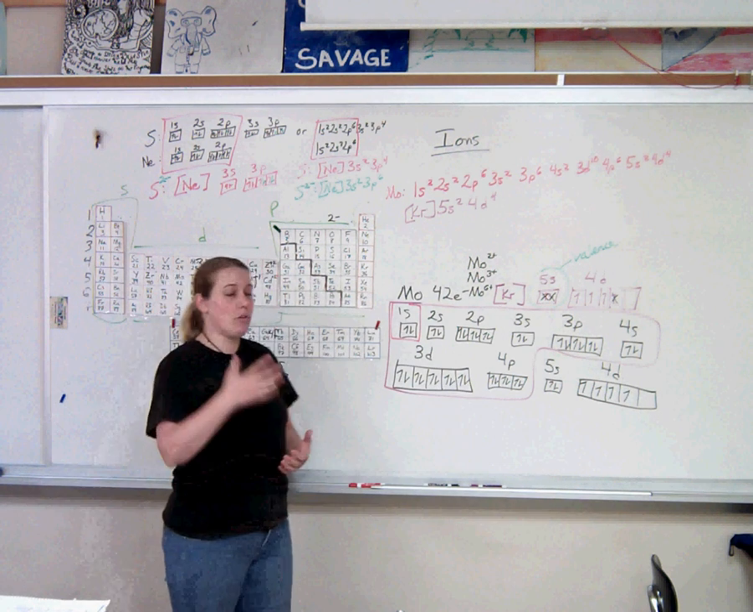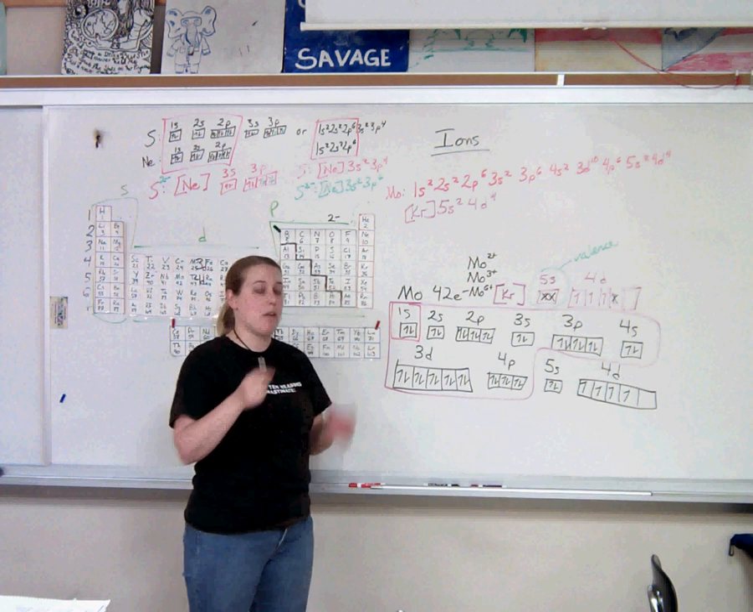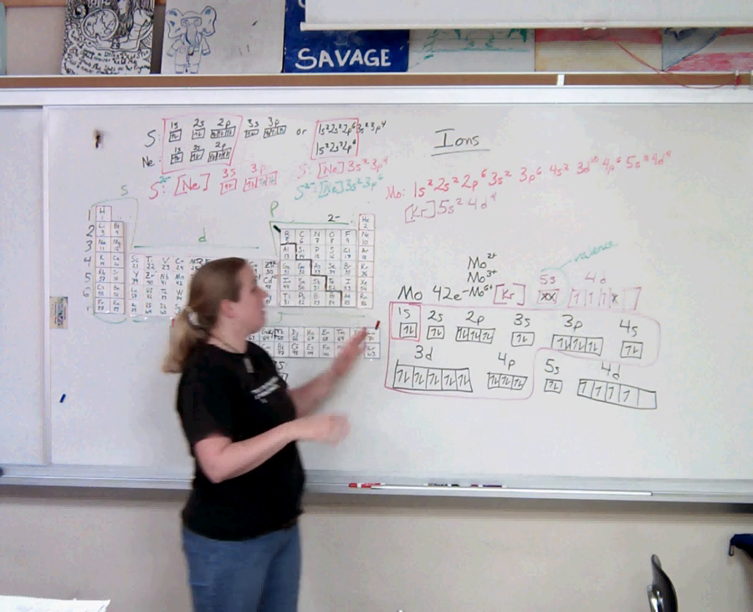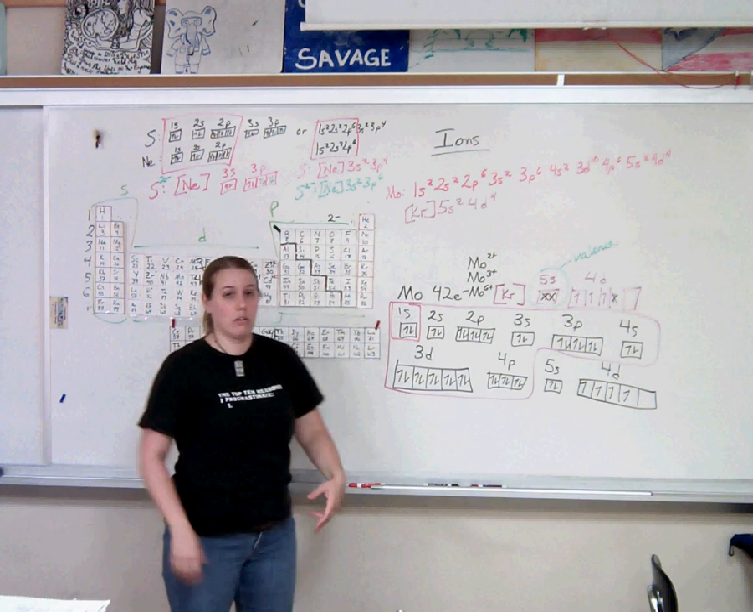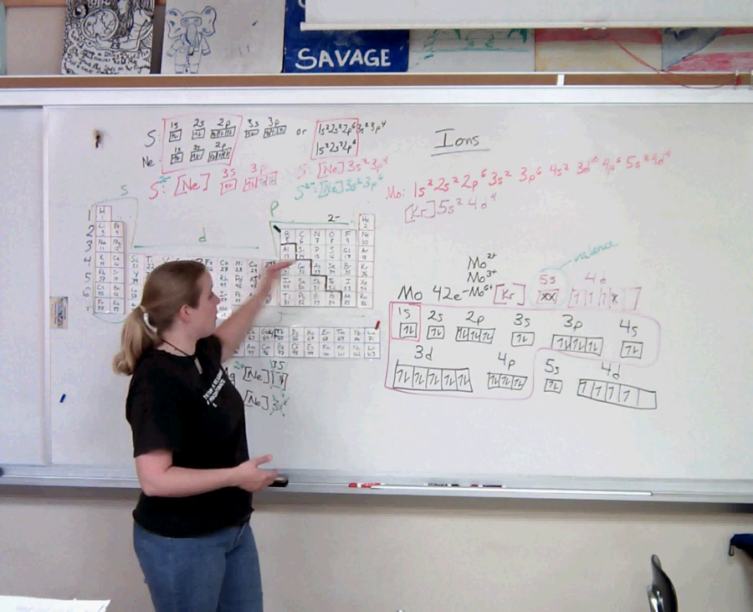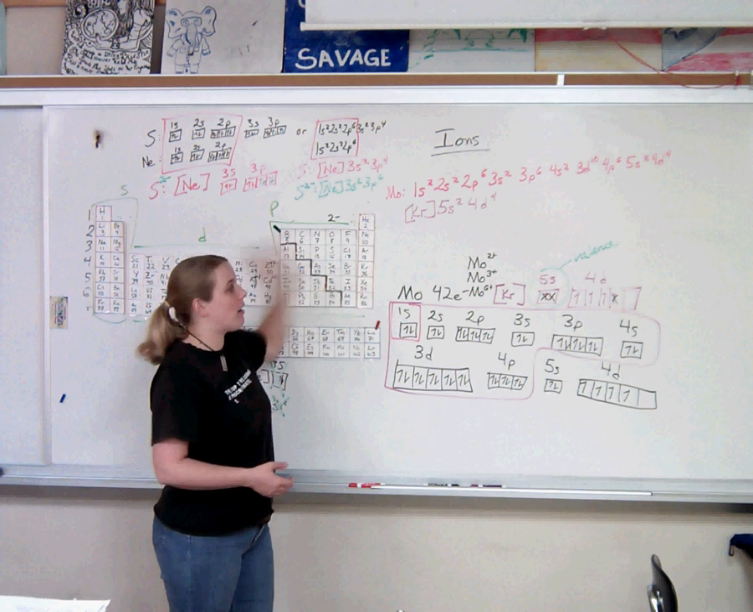So when you do your online homework, read very carefully to make sure whether it's talking about the base element, the neutral element, and the atom, and then you just do the electron configuration according to the periodic table. Or if it's an ion, you're going to need to either move up on the periodic table for an anion or move back on the periodic table for a cation.